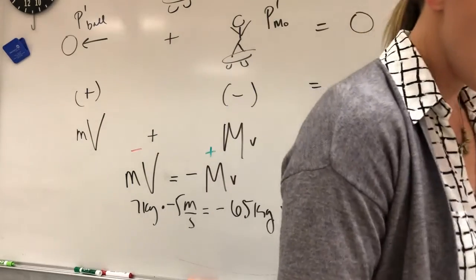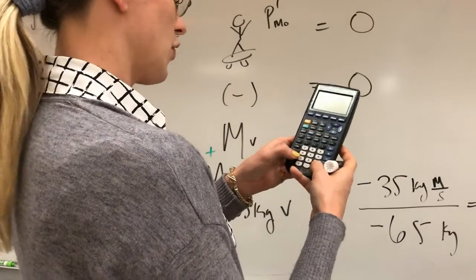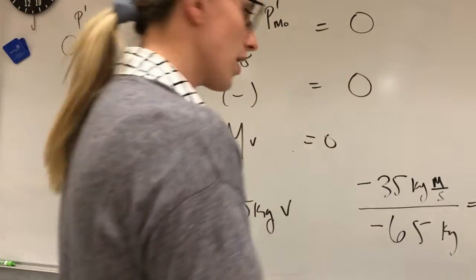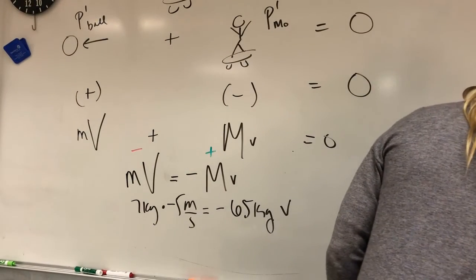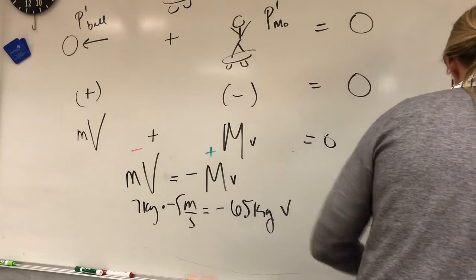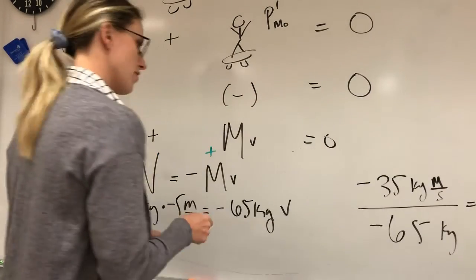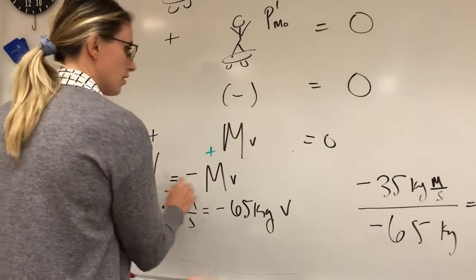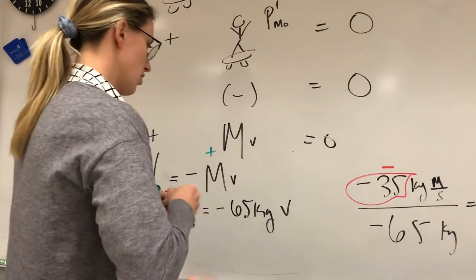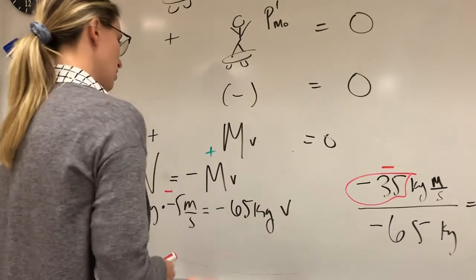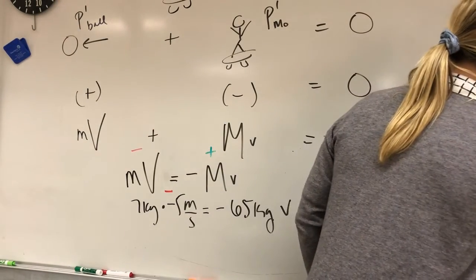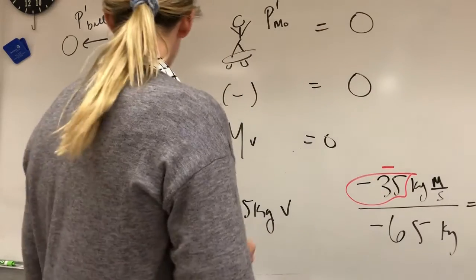And when I do this, 35 divided by 65, that's when I get 0.54 meters per second. Let's take a look at our signs to make sure everything is making sense. We know that this side over here should have been a negative number, and this was a negative number right here, sweet. And over here, our answer should have been positive. We have a positive velocity here. I hope that makes sense.